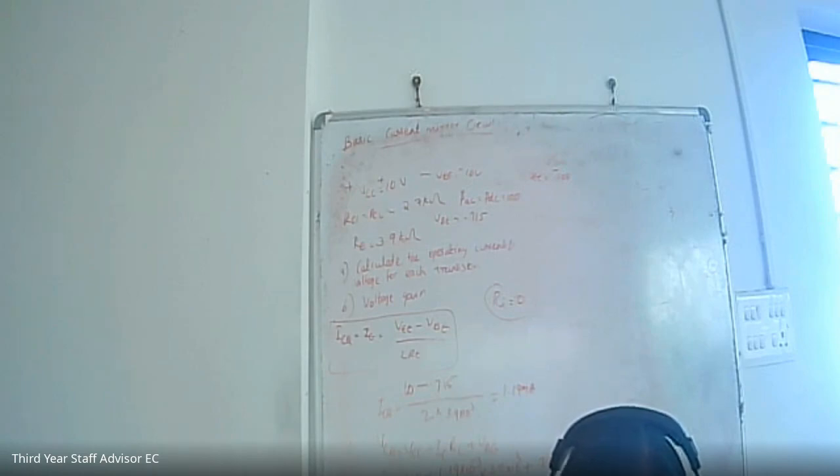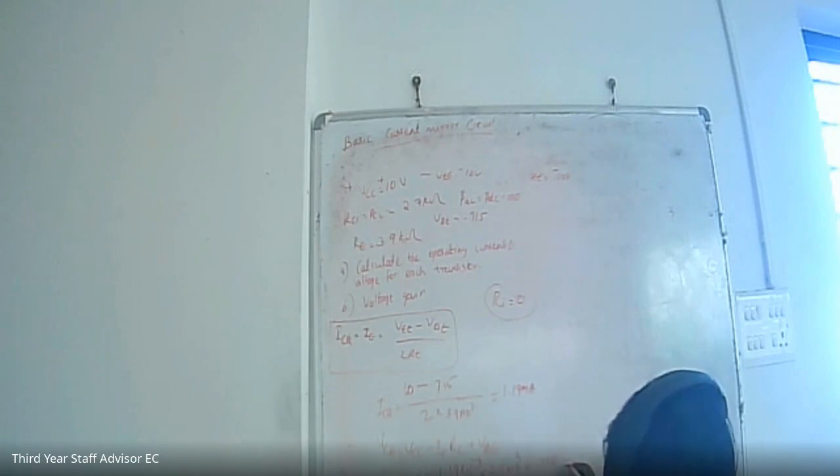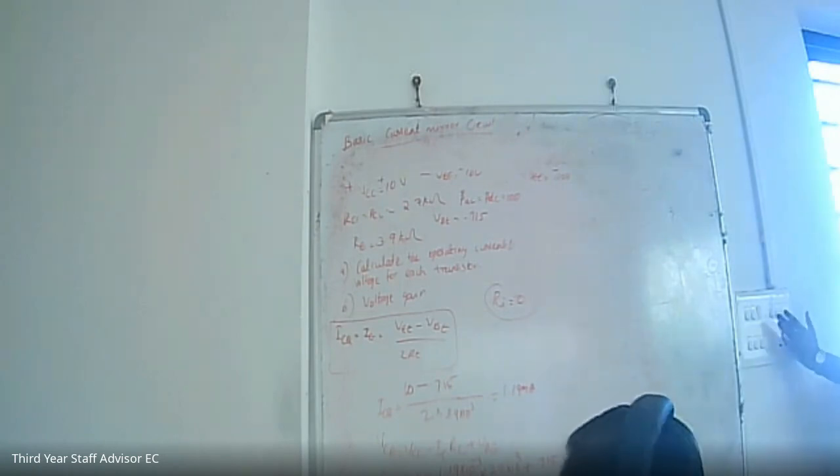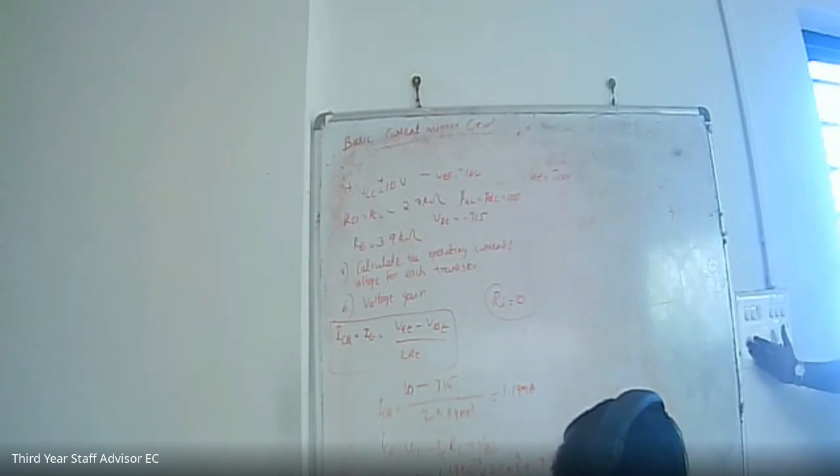Okay, 7.5, it's correct. VCE equal to 7.5 volt. So the operating current and operating voltage are 1.19 milliampere and 7.5 volt. And next is voltage gain. How will you get the voltage gain? Voltage gain AD equal to RC divided by RE dash.